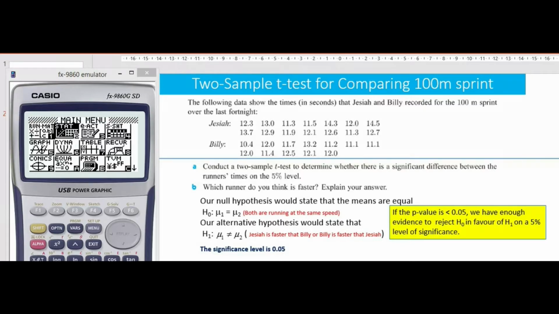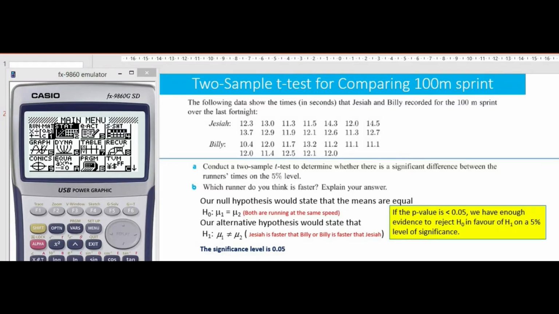Our alternative hypothesis would state that H1, such that the mean of the first one is not equal to the mean of the second one, which means that the mean time taken by Jessia and the mean time taken by Billy are not the same, in which case Jessia is faster than Billy or Billy could be faster than Jessia.